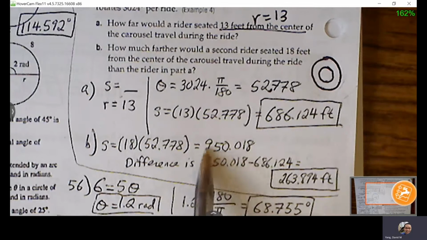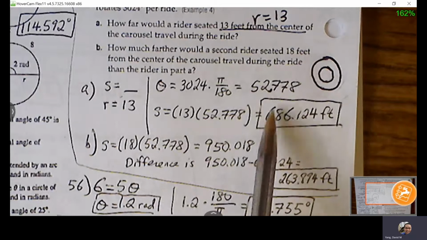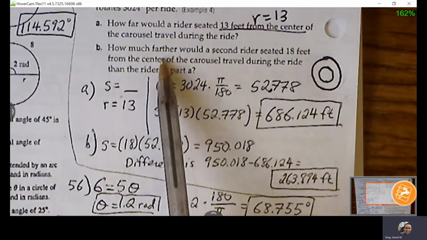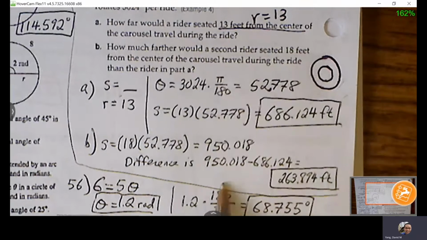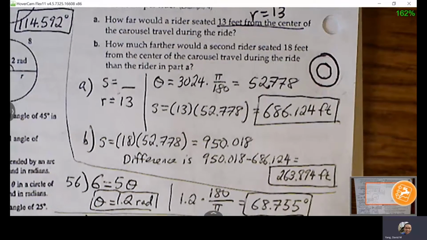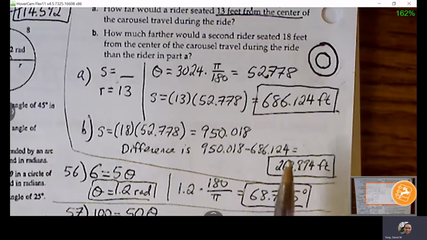So we know how far the second rider travels, and we know how far the first rider travels. Now, if we want to find the difference between the two riders, we just subtract the two distances, right? 950 minus 686, we get 263.894. Okay. Does that make sense? Any questions there? Okay.